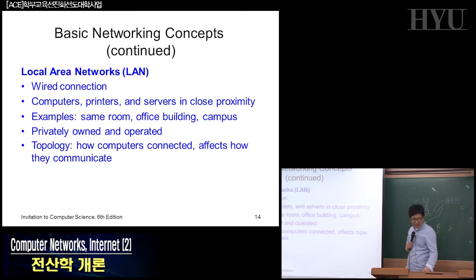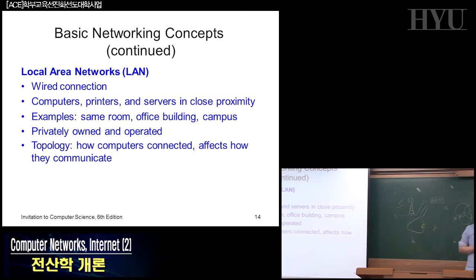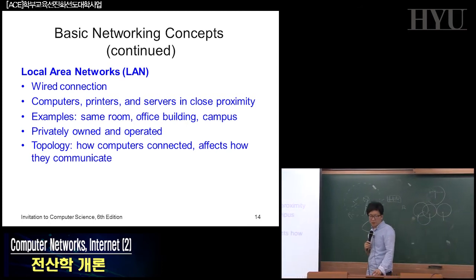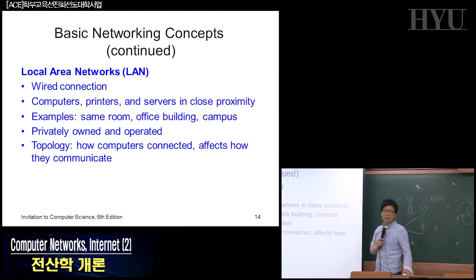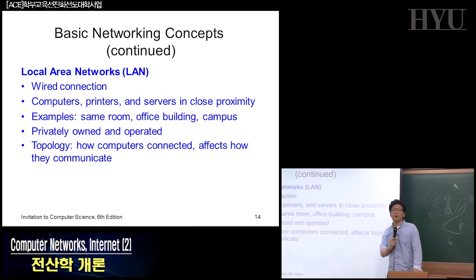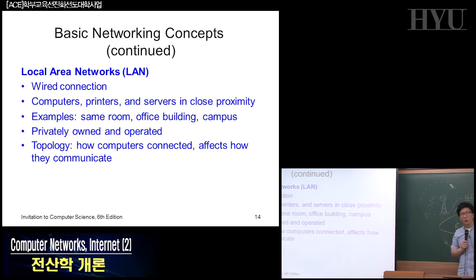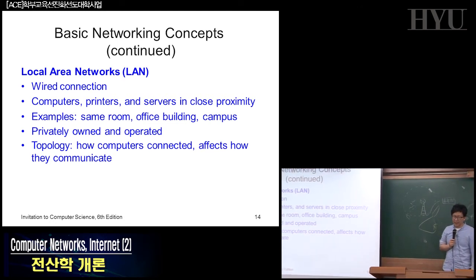LANs: wired connections, computers, printers, servers in close proximity. So they should be close by, within maybe 100 meters, because of cable limitations. So a LAN is more of a local thing. For example, the same room. If you're in this building, we're in the same LAN. Of course, there are other types of LANs like virtual LANs, but those are out of scope of this course. A campus is also, in a way, a big LAN.